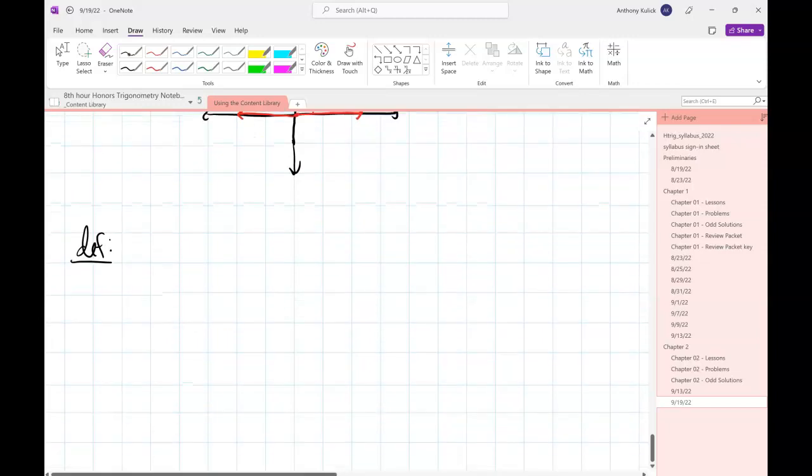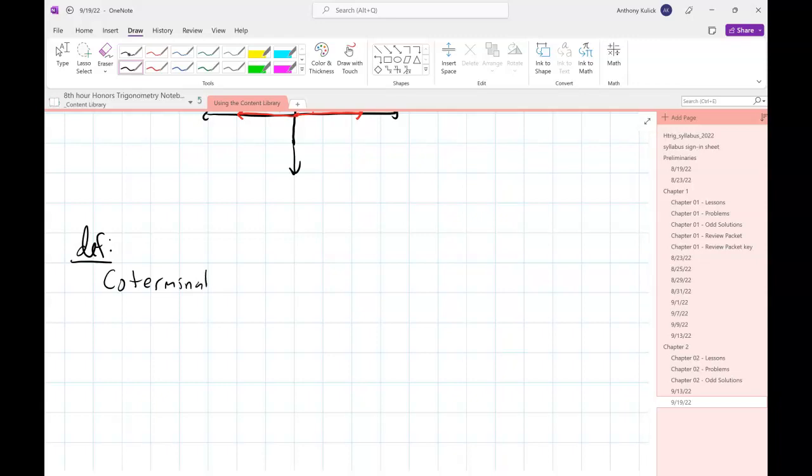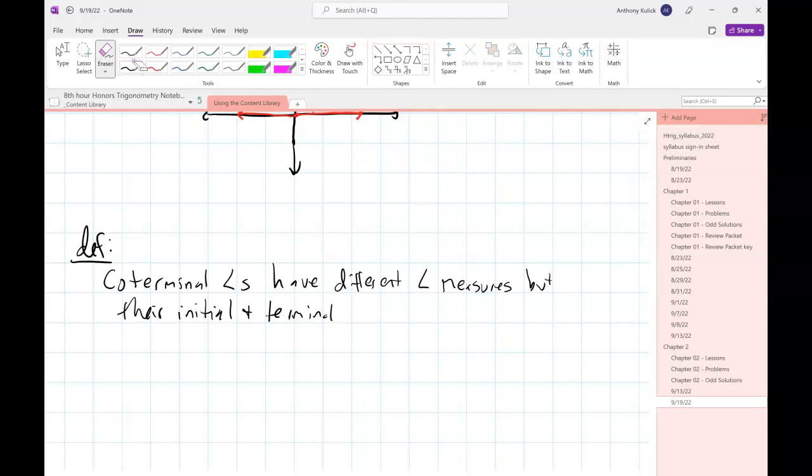They're called coterminal because their terminal sides are in the same position. So coterminal angles have different angle measures, but their initial and terminal sides are identical.